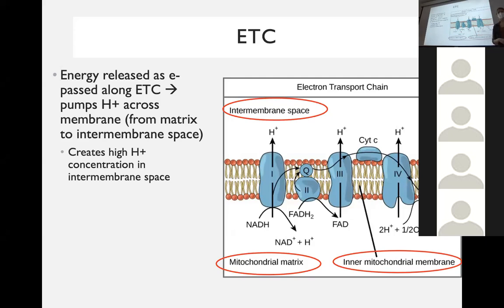If you remember, if we have a high concentration of a certain particle in one area, by simple diffusion, it's going to want to come back to where there's fewer of them, right? So that's what's going to happen in the next step. If we build up this really high concentration in the intermembrane space, these hydrogen ions naturally are going to want to diffuse down their concentration gradient, which means they'll want to come back in. That's where we actually make all the ATP. That's the next step.